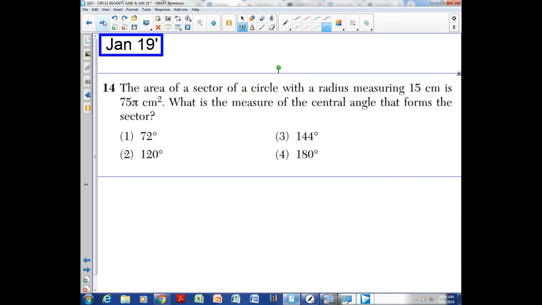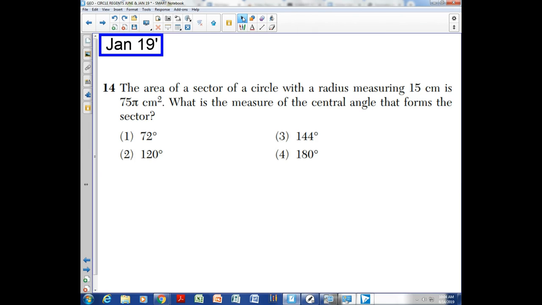January 19, number 14. The area of a sector of a circle with a radius measuring 15 centimeters is 75 pi centimeters squared. What is the measure of the central angle that forms the sector? Okay, this is similar to a problem we did in the previous exam, but it's kind of like the reverse problem. Well, there's a couple ways we can go about this, but first let's use the formula.